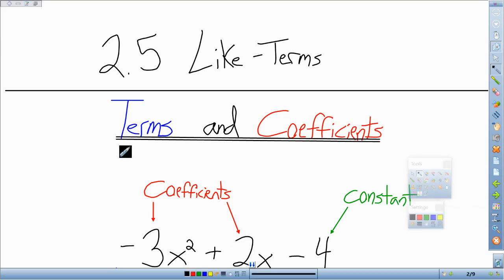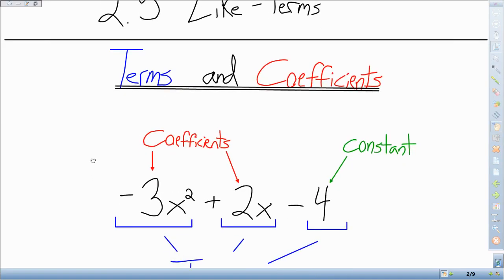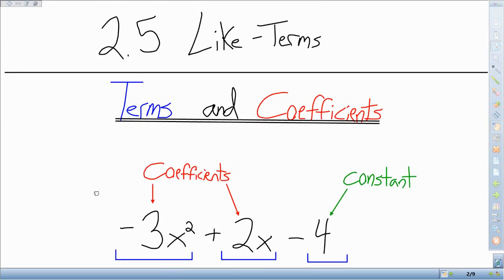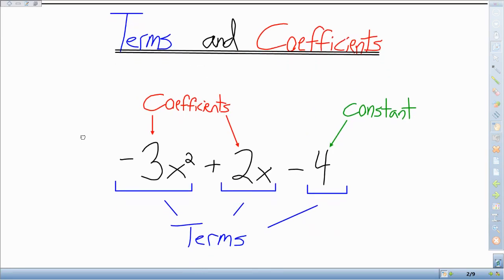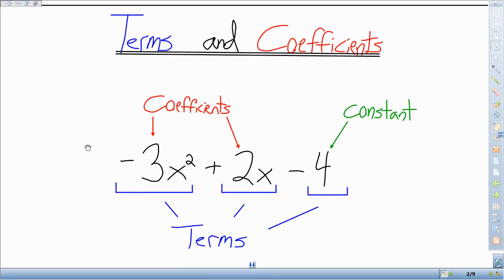All right, so terms and coefficients is what we're starting with here. Go ahead and take a second, get the title at the top of your paper like you always do. Remember, the warm-up is part of your notes. You don't need to do it on a separate sheet of paper or anything like that. Go ahead, take a minute, copy down this slide, terms and coefficients, and then I'll explain it in just a second.